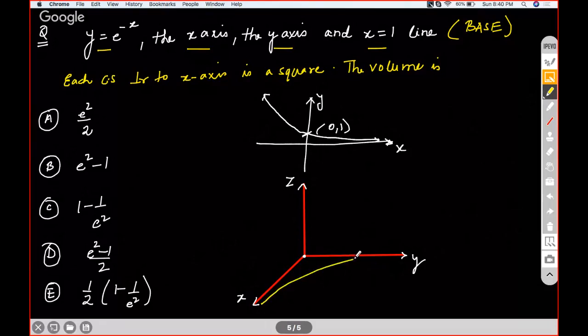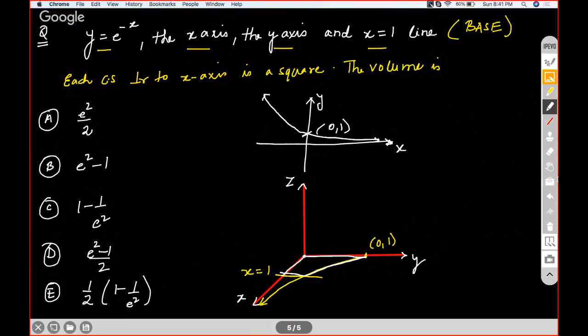Correct? Yeah. That's 0. This point will be 0, 1. Correct? Actually 0, 1, 0, right? Okay. x equal to 1 would be this line. So your base is kept on this surface, which I'm showing with white, okay?